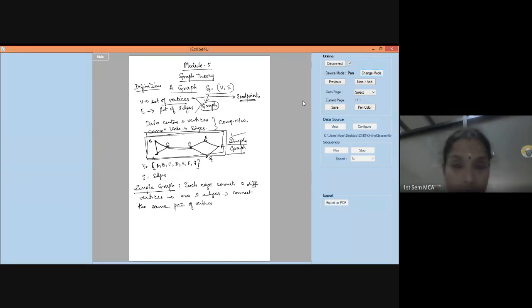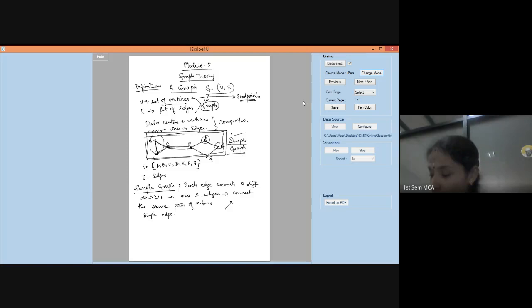Why do we call it a simple graph? Because each edge, CD, connects two different vertices. CD is connecting C and D. The edge AB connects A and B. EF connects E and F. FG connects F and G. No two edges are connecting the same pair of vertices. That means between every pair of vertices, you have only one single edge. Such a graph, you call it a simple graph.